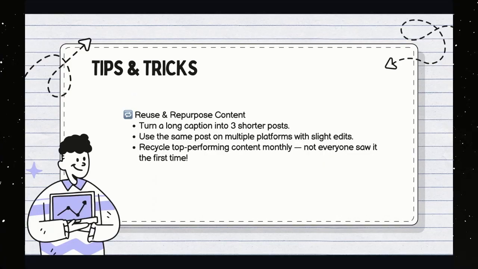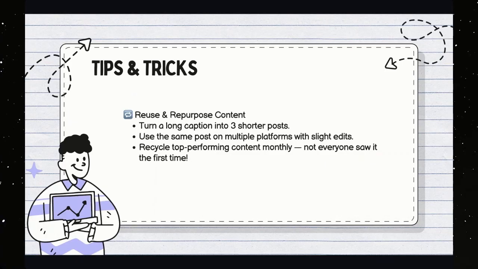All right. But some tips and tricks. Definitely suggest reusing and repurposing your content always. You guys can turn these long captions into 3 shorter posts, and you can even tell ChatGPT to do so if you want. You can use the same post on multiple platforms, of course, always with slight edits. If you need to change the music, I will just post it without music. Like I'll save the video without music and then add the music inside each platform so it doesn't give you copyright. Okay. So that's what I mean by slight edits. So sometimes I add stickers just to make it a little bit different, right?